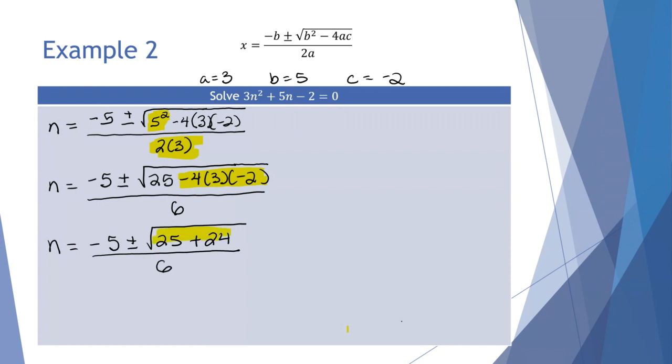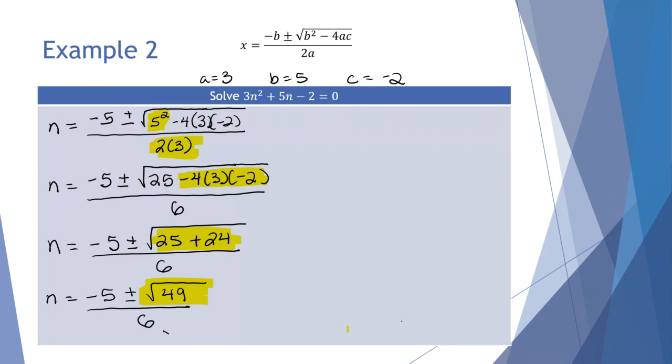So now I need to do the addition inside the square root. So I get n equals negative 5 plus or minus. When you add 25 and 24, you get 49 over 6. Now you want to take the square root of 49. You can do that on your calculator, or if you know what a square root means, it means what number squared gives you 49. 7 squared is 49, so the square root of 49 is 7.